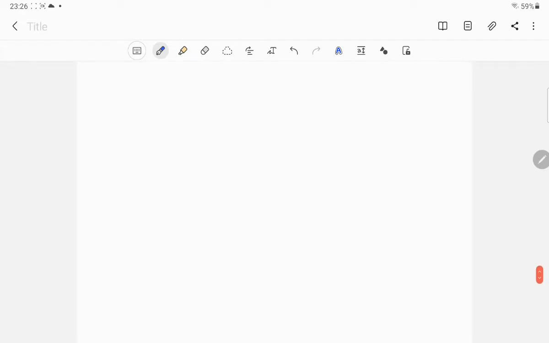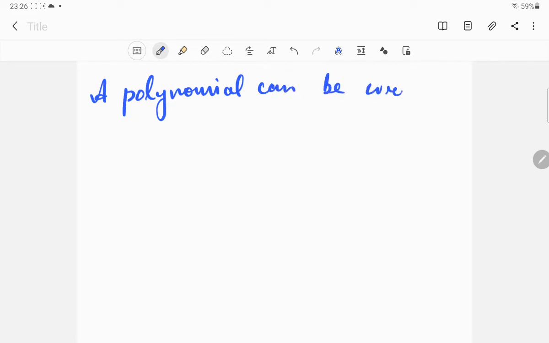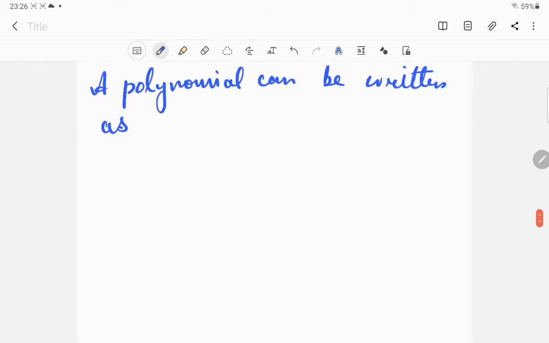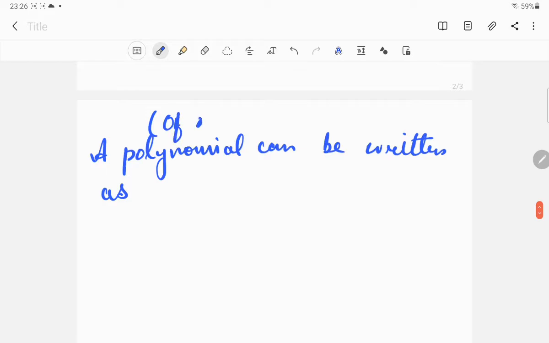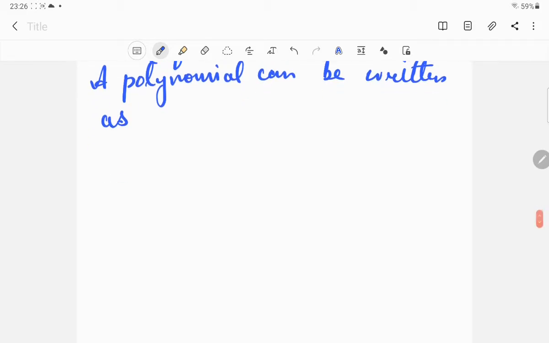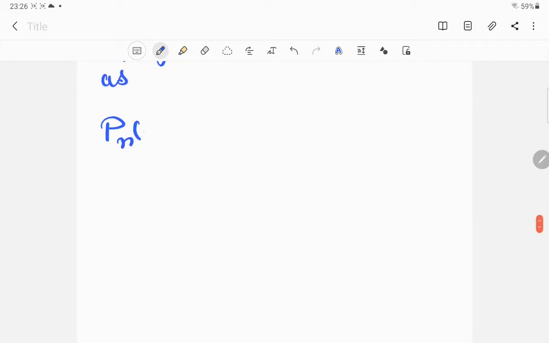So how to write a polynomial? A polynomial of order less than or equal to n can be written as Pn(x), a polynomial of order n. This is a standard form of writing it. I will tell you in detail what these things represent.